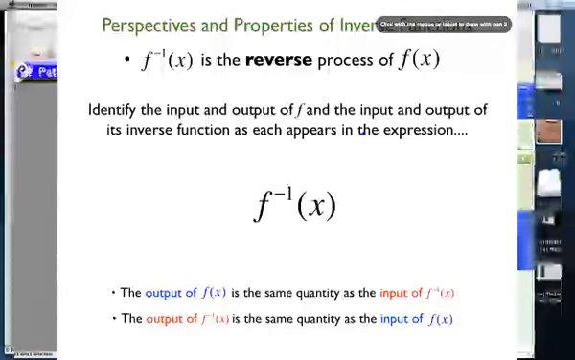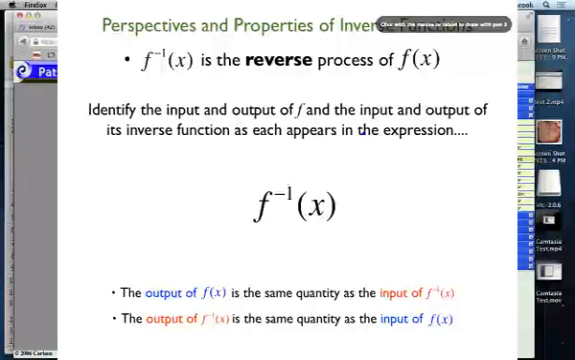Input of F inverse. Okay, so I want you to go to page 92, in your book. F of X isn't here. This is the notation we got for F inverse. So where do we see the input of F inverse? Flip back a page and look at number 2. So this is F inverse. So where's the input? X.